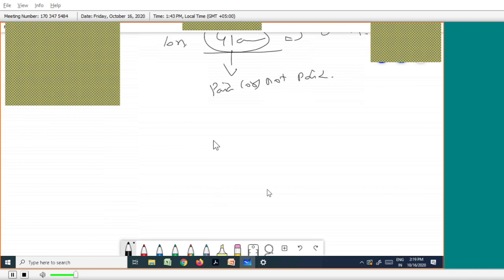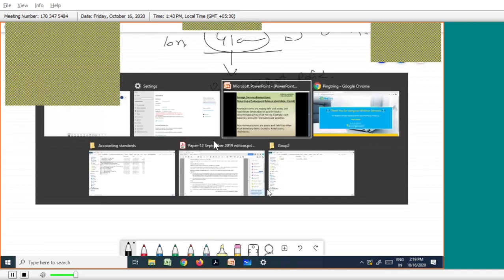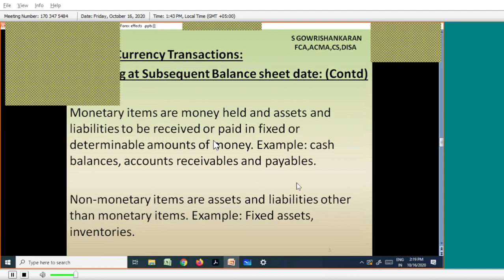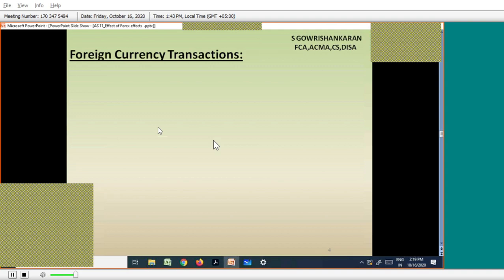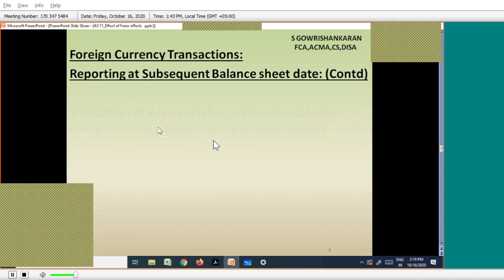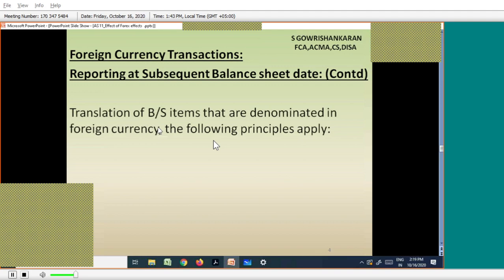So why am I discussing this one? Because of AS 11 and the points given here I am discussing this. Foreign currency transactions, reporting at subsequent balance sheet dates, continued. Translation of balance sheet items that are denominated in foreign currency. The following principles apply. That is what we discussed.